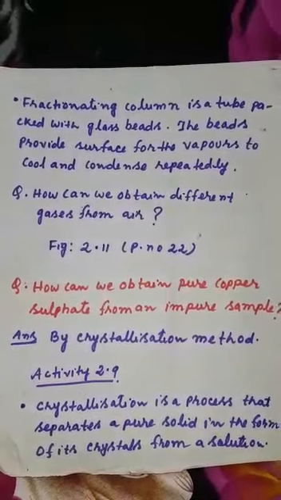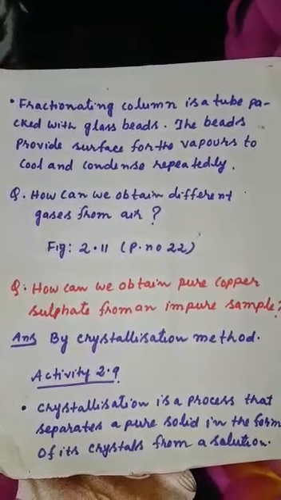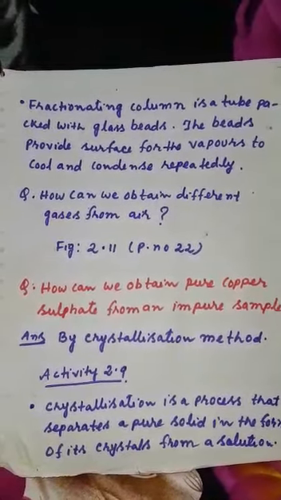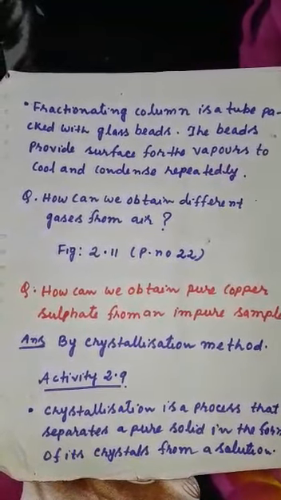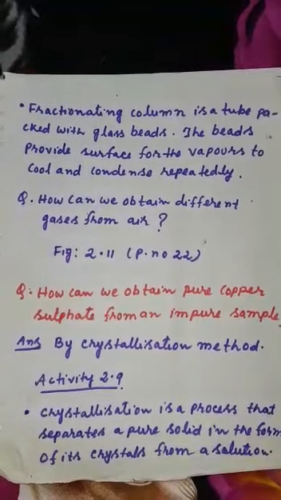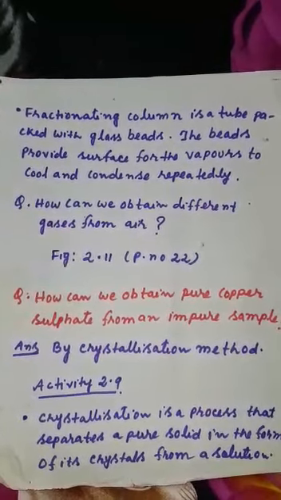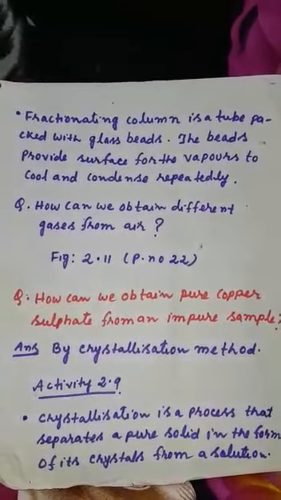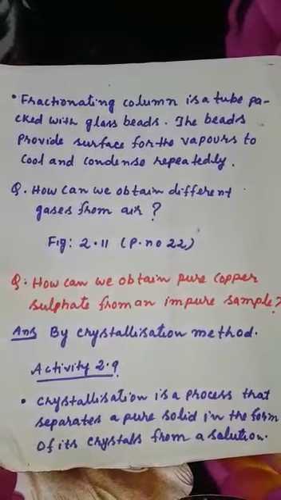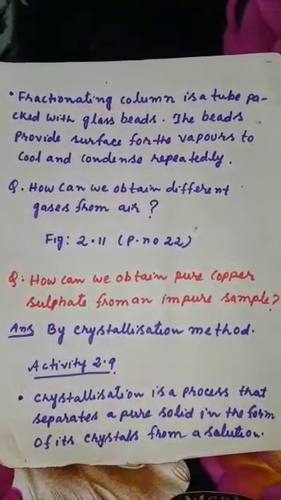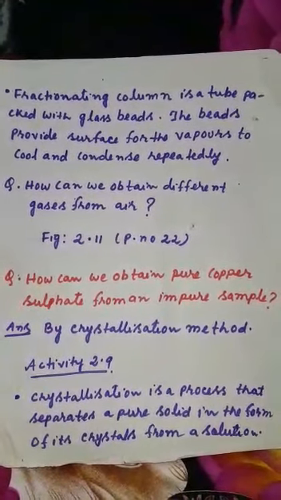That means you will not get a fractionating column in case of the distillation method, and in case of the distillation method there will be a sufficient difference in boiling points between the two liquids, more than 25 degrees Celsius, and in case of fractional distillation method it is less than 25 Kelvin. Okay. Now how can we obtain different gases from air? Obviously by fractional distillation method.